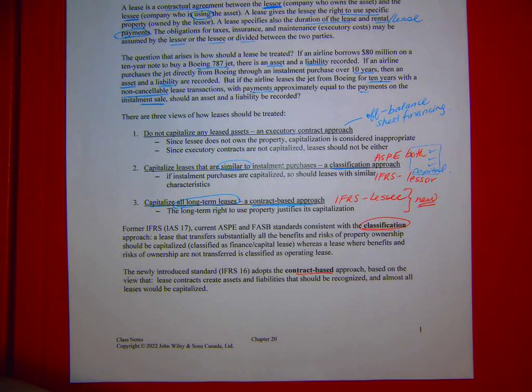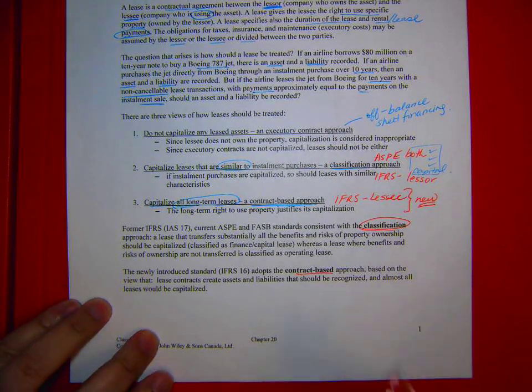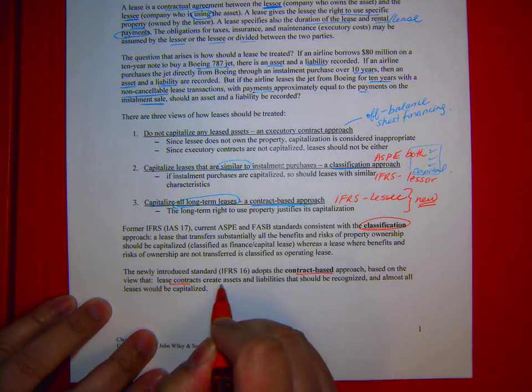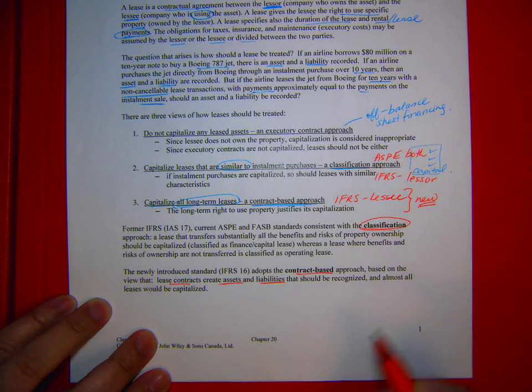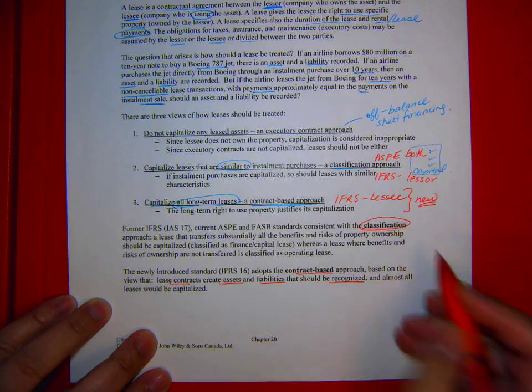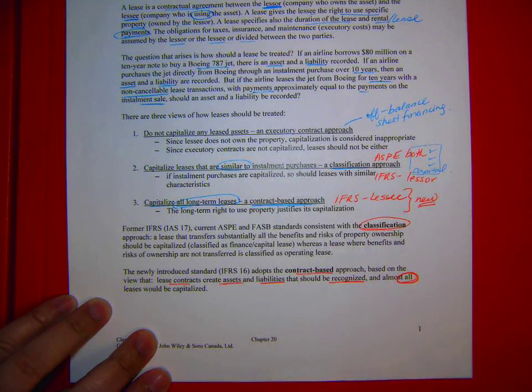Remember, IFRS is through the whole world, so that when you're comparing one company's balance sheet to another, you know that if they are leasing, you're going to have an asset and a liability. So the view is lease contracts create assets and liabilities that should be recognized. Almost all leases would be capitalized.